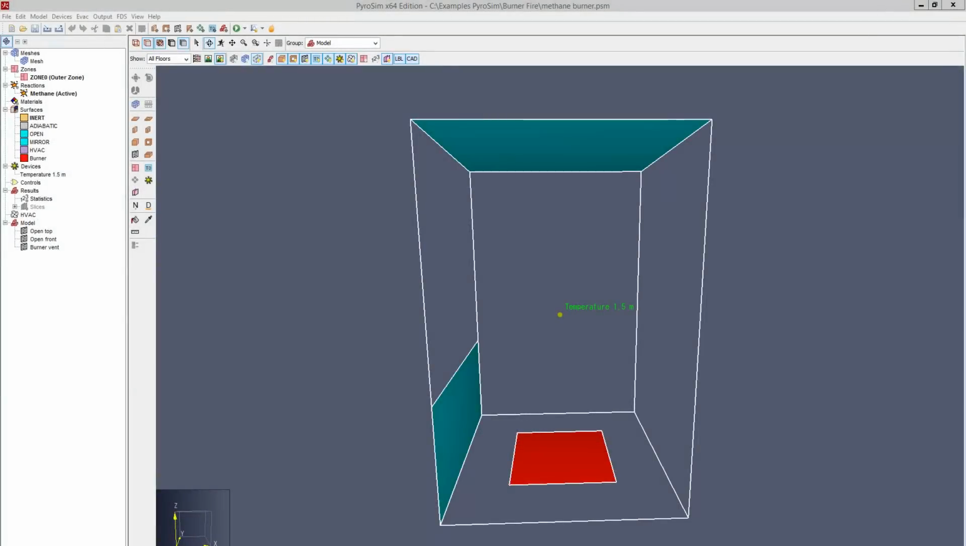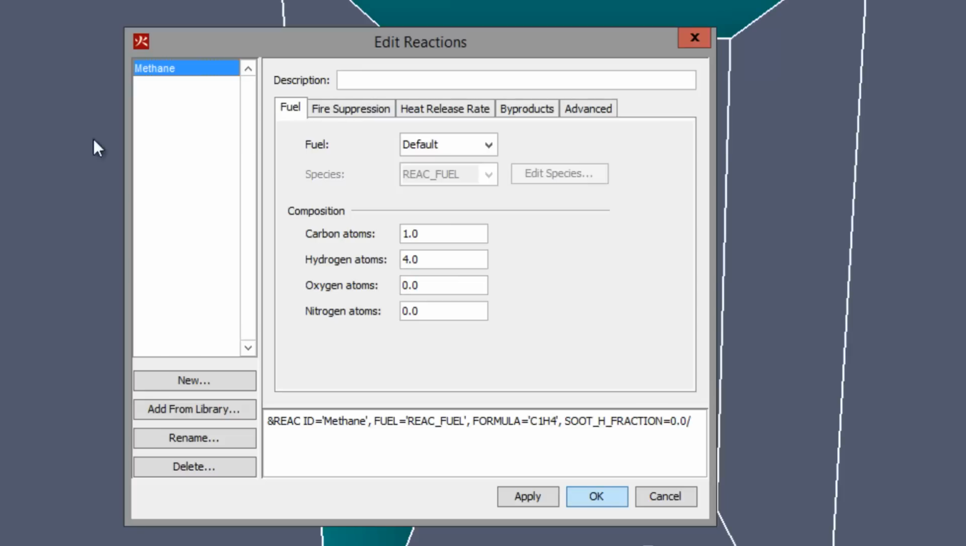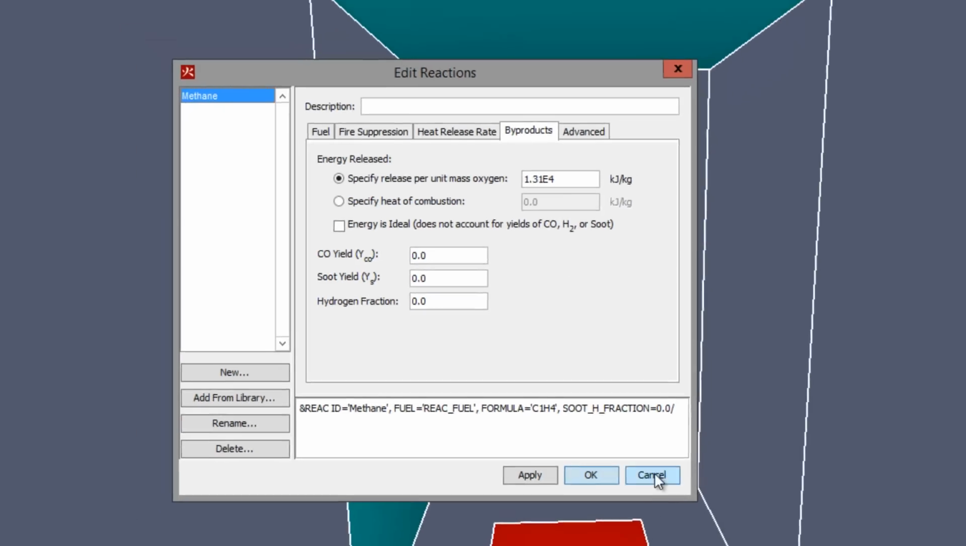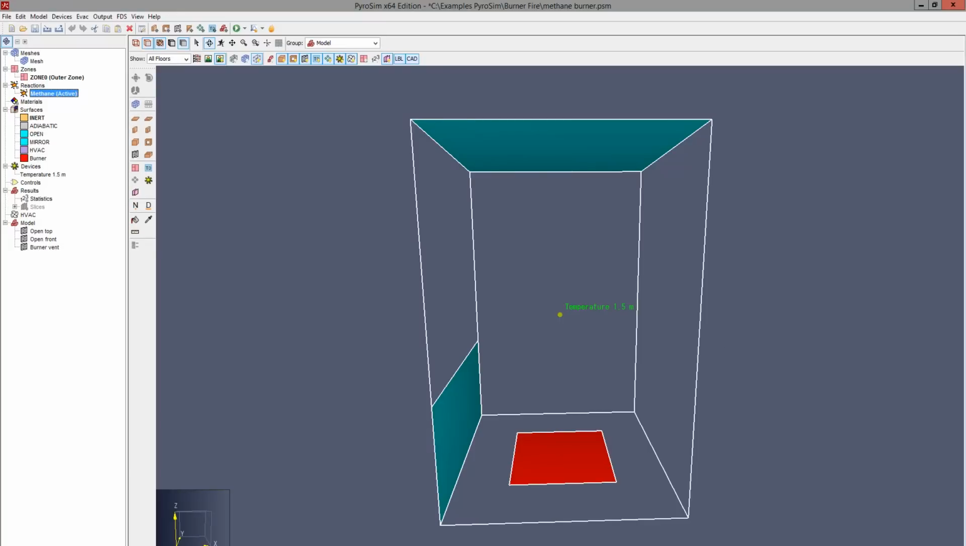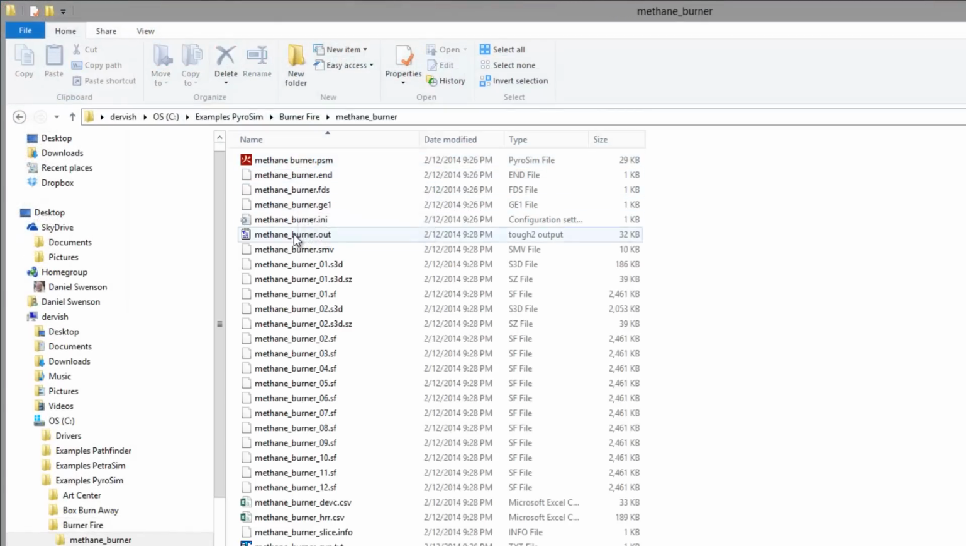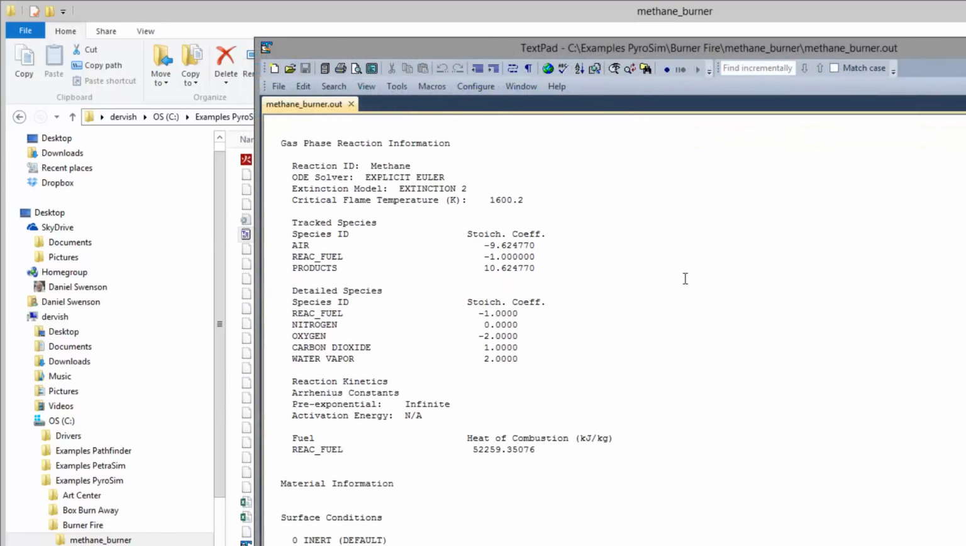Let's verify that FDS performs the same calculation. We define the methane reaction. We perform the analysis. After we run FDS, we can open the .out file and find the gas phase reaction information. We see that FDS does match our calculation of stoichiometric coefficients and our calculated heat of combustion.